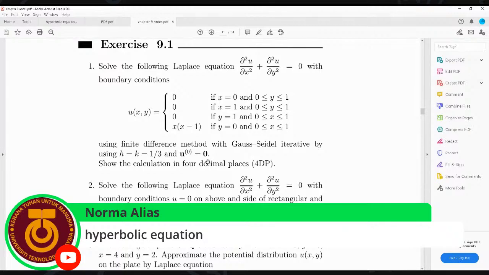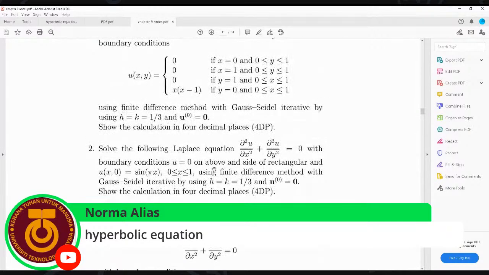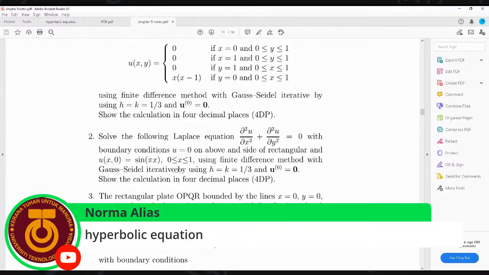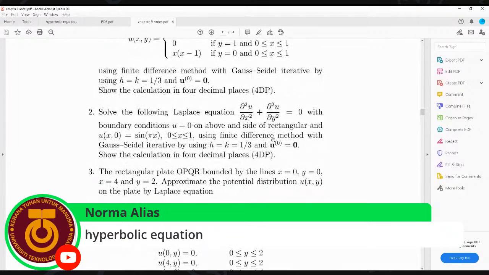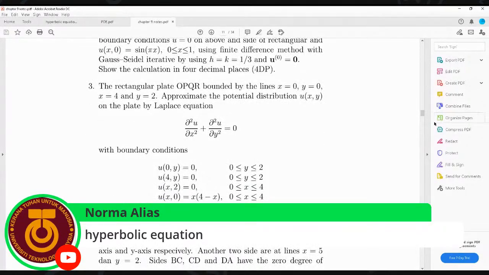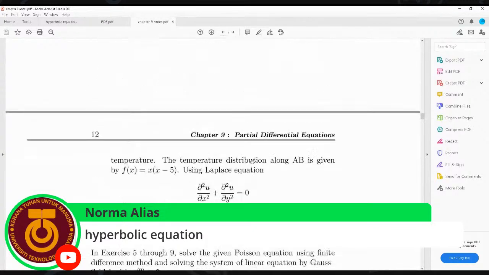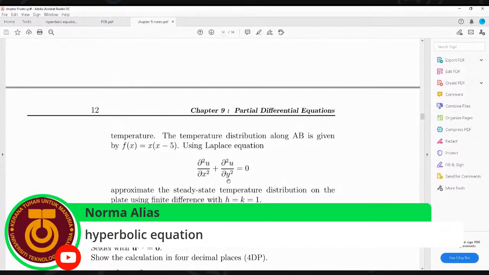So maybe you need a few grid points inside the boundary. The second question is between 0 and 1, delta h is 1/3, which means you have 3 intervals here: x0, x1, x2, x3. x0 is 0, x1 is 1/3, x2 is 2/3, and x3 is 1. So you discretize using the Laplace equation. You can see here all positive, del squared u over del x squared, and this one also positive, del squared u over del y squared.